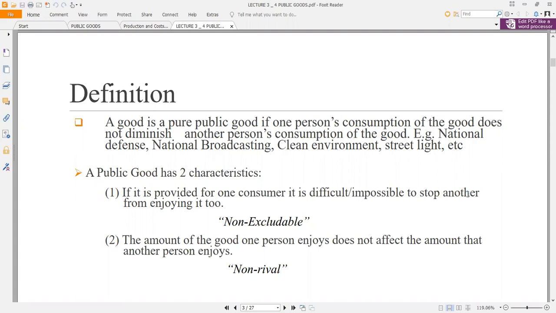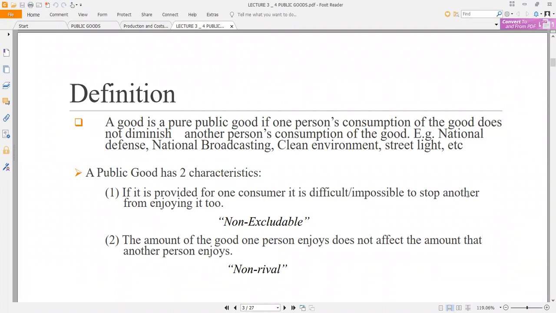Now, let's look at what a private good is. For a private good, we say a private good is rival in consumption. The reason is that when one person consumes it and you are adding another person, it means there's going to be a reduction in the quantity available for the next person to consume. But for public goods, they do not behave like that.